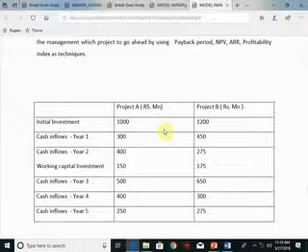Now, for example, if I take year 0, how much is the discount factor? 1 divided by 1 plus i, that means 1.1, to the power 0. So that means the discounting factor is 1. Year 0 means current, today. When you come to year 1, what is the discounting factor? 1 divided by 1.1 to the power 1. Likewise, calculate the discounting factor. For the second year, 1 divided by 1.1 to the power 2.